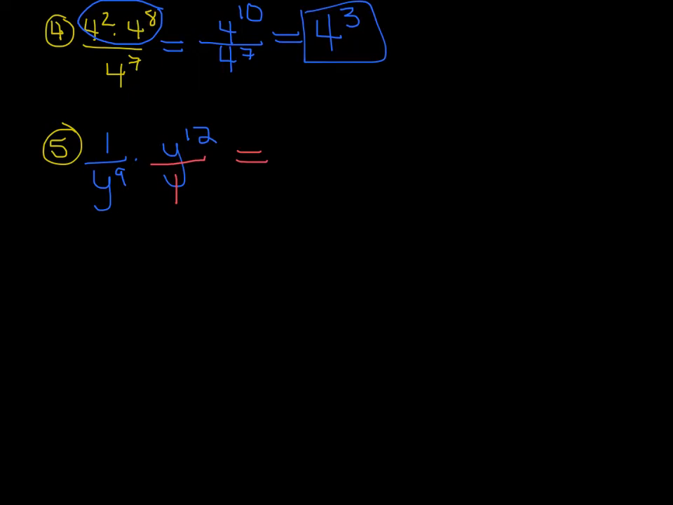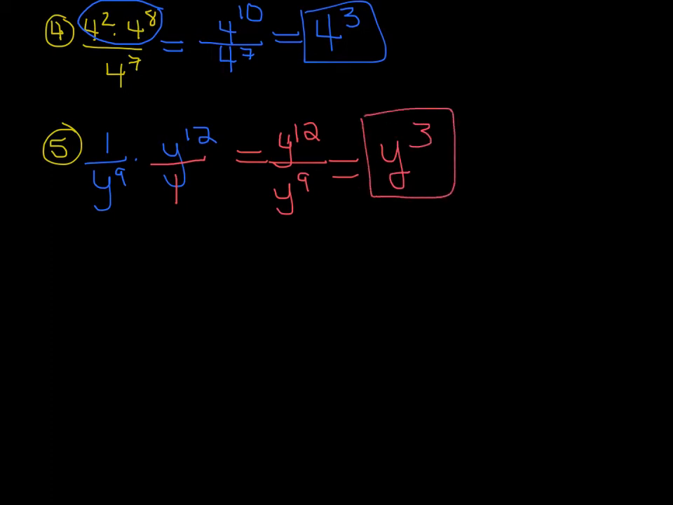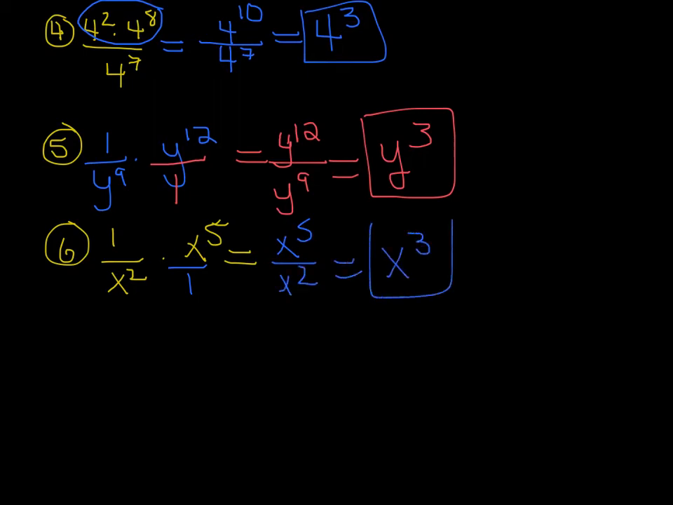Now you're going to multiply straight across. You end up getting 1 times y to the 12th, which gives you y to the 12th. Y to the 9th times 1 is y to the 9th. You now are going to subtract your exponents. When you do that, you get y to the 3rd power. I'll actually give you guys one more that's like this, just to make sure you're okay with it. Go ahead, pause, try this one on your own. So for this one, you should have gotten that you ended up with x to the 5th over x squared. You get x to the third for that one.